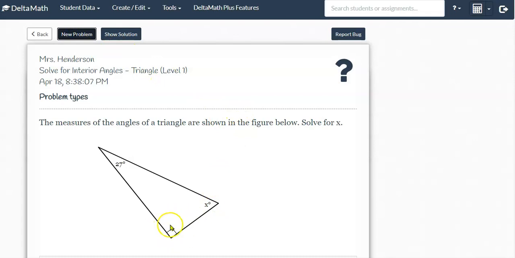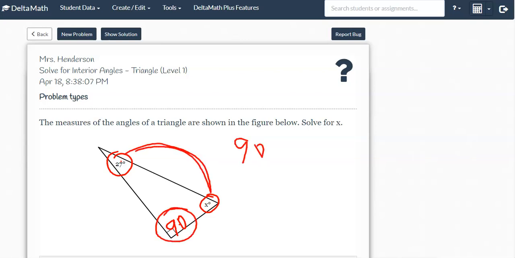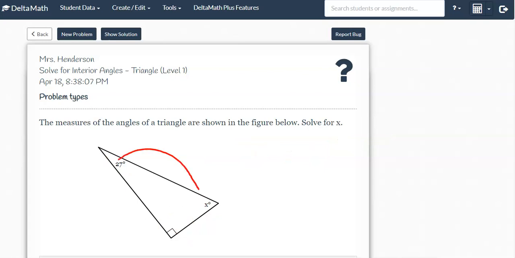Again, if you don't see a number, but you see a box, then you know that that is equal to 90 degrees. So 27 plus 90 plus this mystery angle have to add up to 180. In addition, if this is 90, then these two have to be 90, because 90 plus 90 also makes 180, right? So 90 plus 90 makes 180. So these two have to make 90.